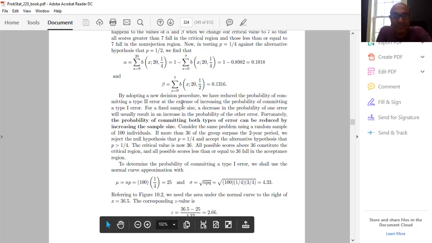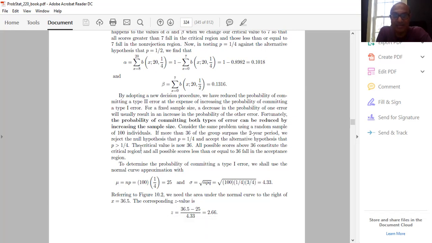Based on this problem, if you read it, you will come to know that the probability of committing both types of error can be reduced by increasing the sample size, as I told you. Consider the same problem; the previous problem is continuing over here. So that's what we are doing.